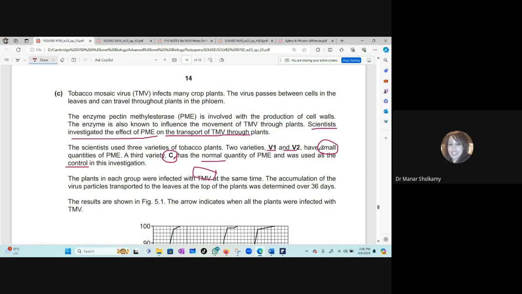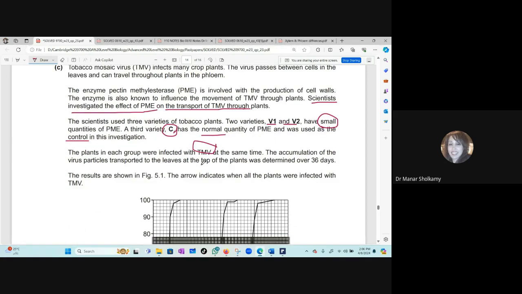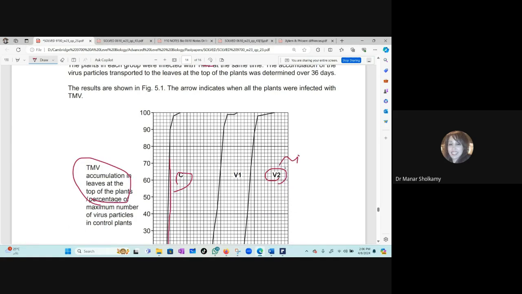So let's look. V2 has small quantities of the enzyme. So does this enzyme help in accumulation or not help in accumulation of the virus? It helps in accumulation. It helps. You just give me a second.